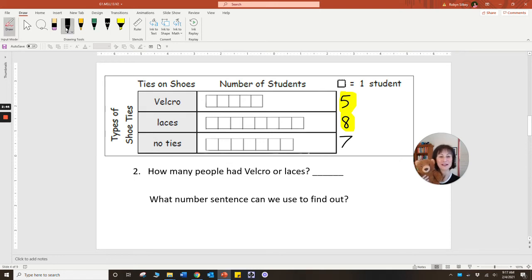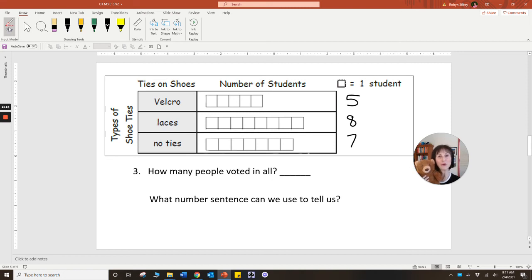Welcome back. Let's add those 2 together. The number of people with Velcro and laces would be 5 for Velcro, 7 for laces, and 5 plus 7 is ready, set, go. 12. You're right. That means that 12 people had Velcro or laces.